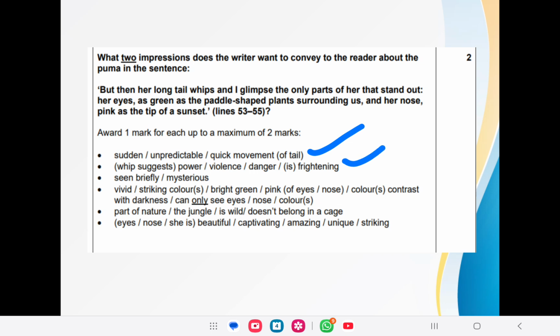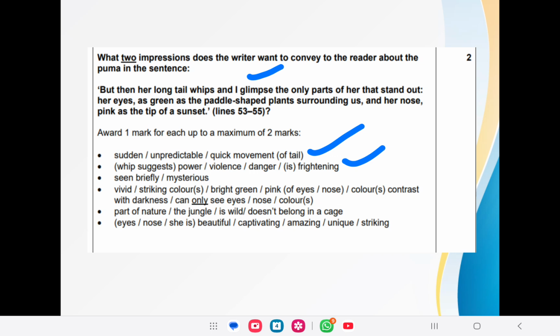Then seen briefly, or mysterious also. Only parts of her that I glimpse. Seen briefly is the I glimpse. That means I just have a look at that. I do not see that for a longer period of time, but I just get a glimpse. That means I have seen the animal very briefly, for just a few seconds.